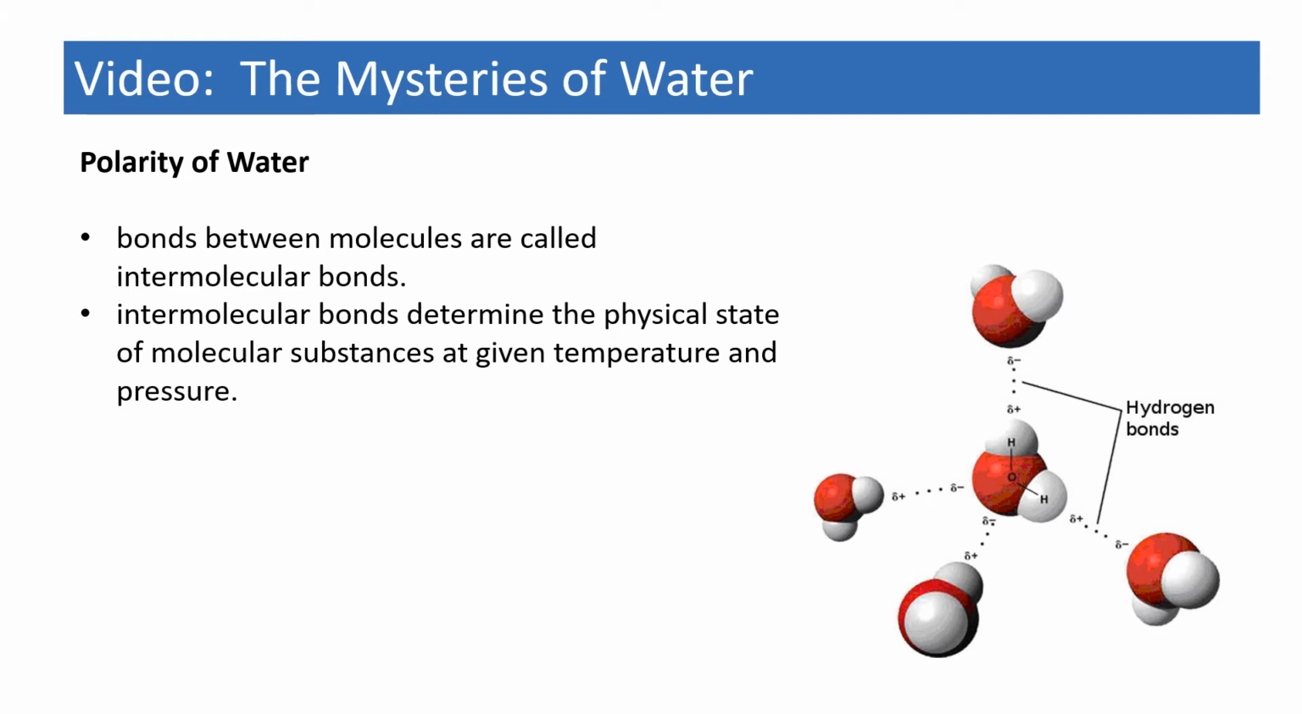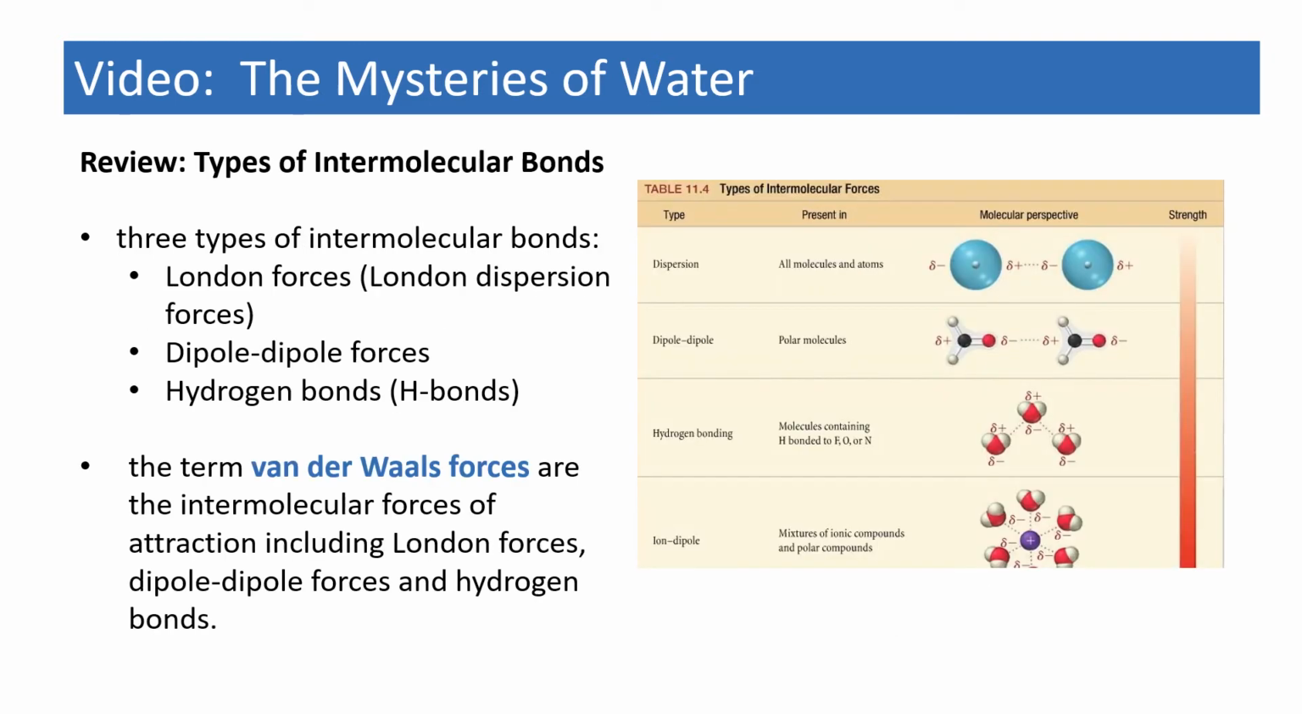The bonds between molecules are called intermolecular bonds. Intermolecular bonds determine the physical state of molecular substances at given temperature and pressure. Now let's take a moment to review the types of intermolecular bonds.